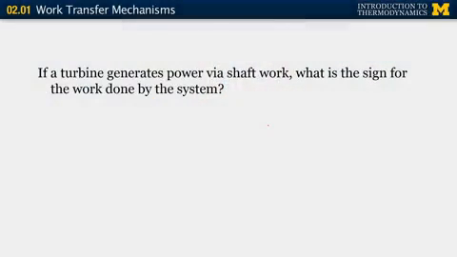So I already gave you my speech about units. The units should always help you in your analysis. The sign convention should always help you in your analysis. So just remember your sign convention, be consistent, and it will be a tool to help you understand how your system is behaving. Okay, so this should be easy now. If a turbine generates power by shaft work, what is the sign for the work done by the system?